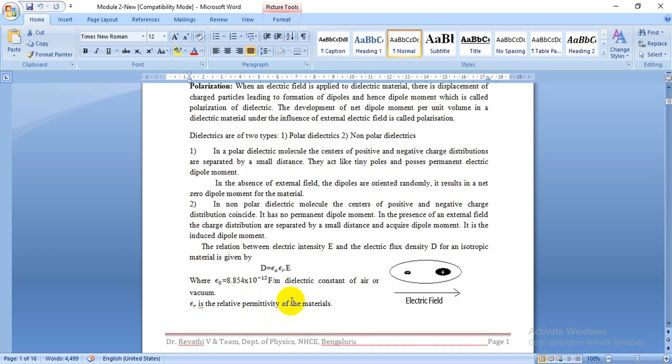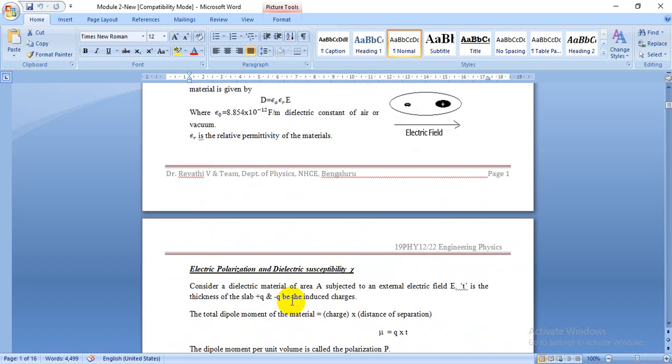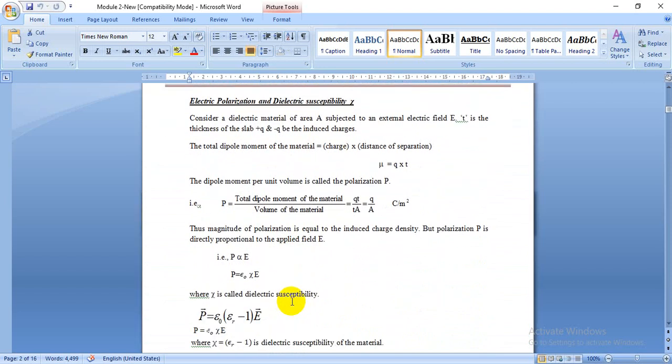Now we will move on to electric polarization and dielectric susceptibility. So what is electric polarization and what is dielectric susceptibility? Before going into the topic, I want to explain about the dielectric susceptibility. Polarization, because we already know that.